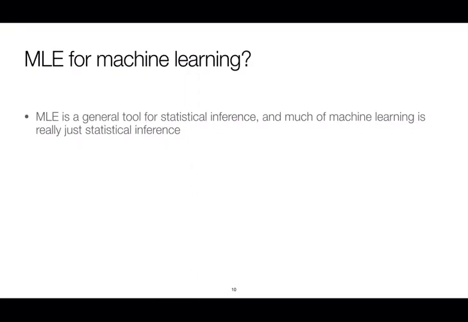And why is it relevant here? Much of machine learning really is just statistical inference. We're given a bunch of data, and then we're trying to essentially infer, or what we call learn, what parameters best explain that data. That's a statistical inference problem. Not all of machine learning can be cast this way, but a huge chunk of it can, and that's why MLE is really relevant to machine learning.